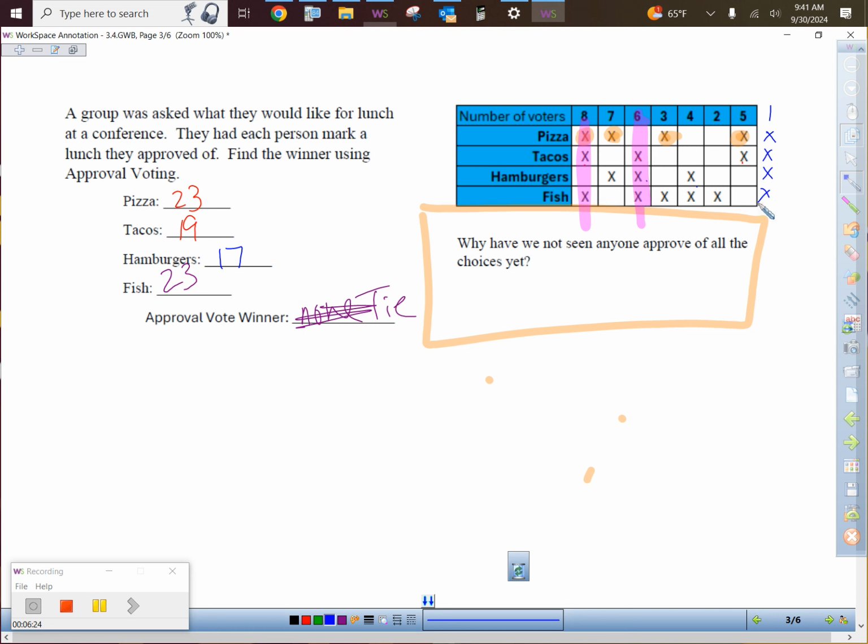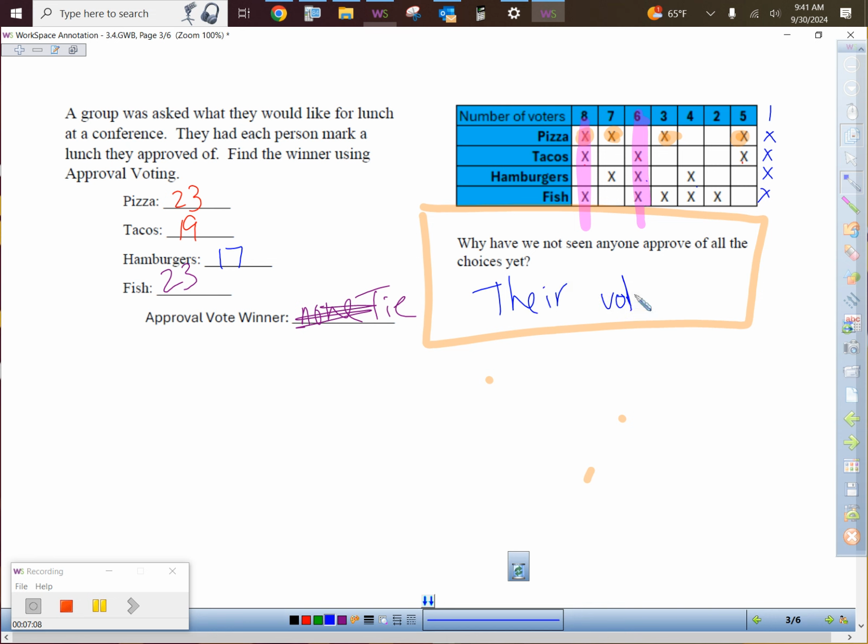Would that change the vote at all if somebody approved of all of them? Like, does their vote really count then? Do you know what I mean? They're just so easy to get along with. They're like, I'll take whatever, man. I'll take pizza or tacos or hamburgers or fish. It's all good. So their vote doesn't necessarily matter. It's not like they don't matter, but they're not going to influence anything because they just give another one. So I would say their vote wouldn't change the results.